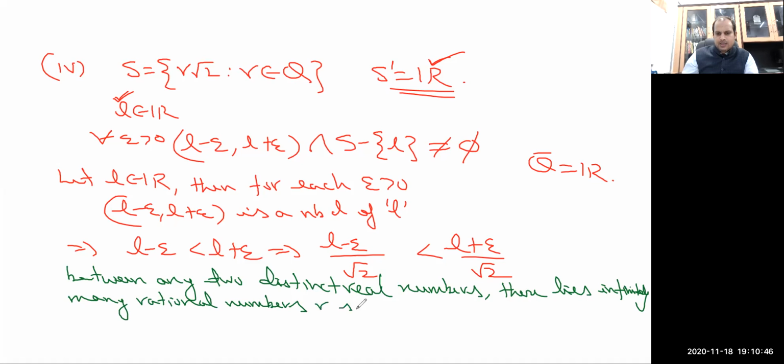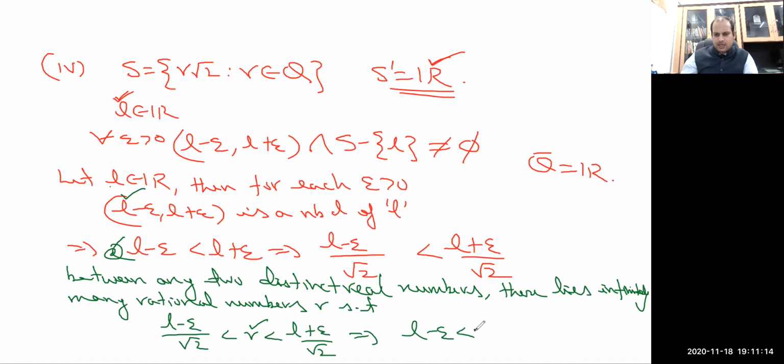Say R such that L minus epsilon by root 2 is less than R, which is less than L plus epsilon by root 2. So in this interval, in every neighborhood of L, there lie infinitely many rational numbers. From here, on cross multiplying, I can write that L minus epsilon is less than R root 2, which is less than L plus epsilon.